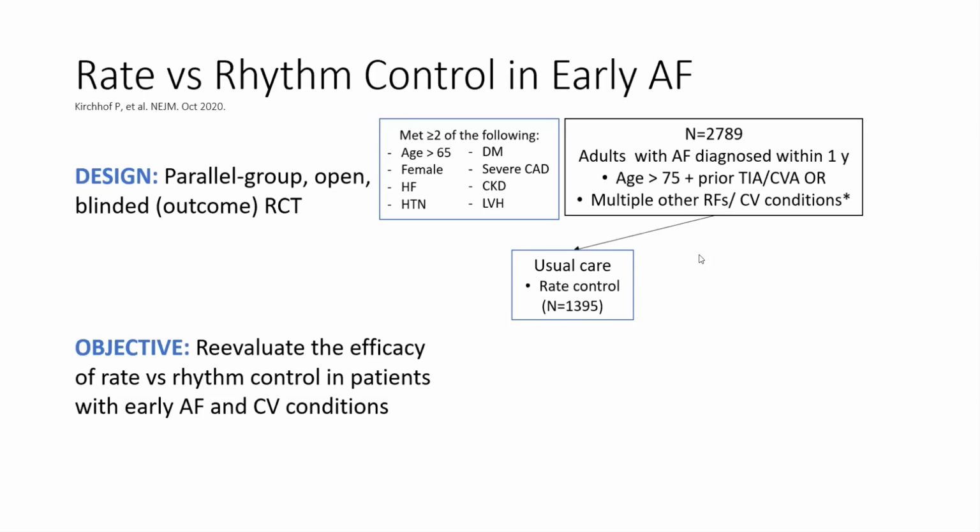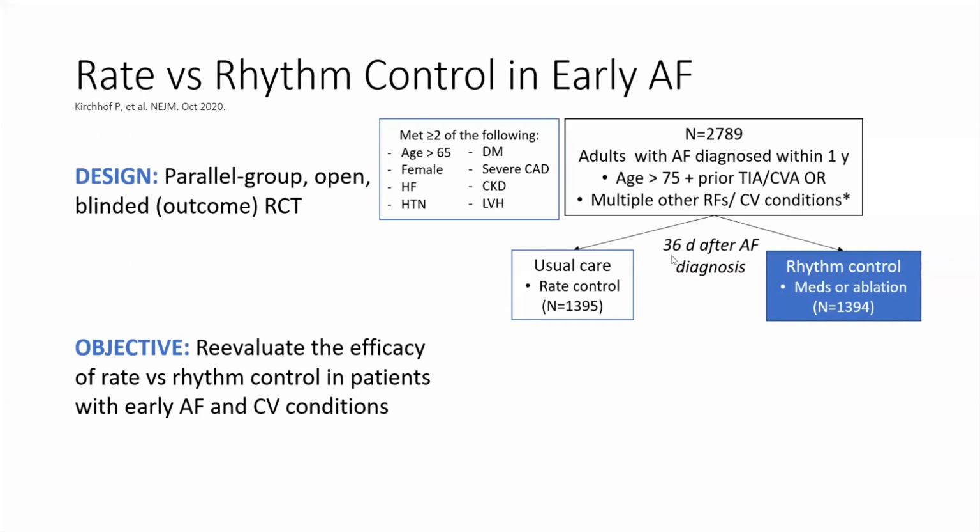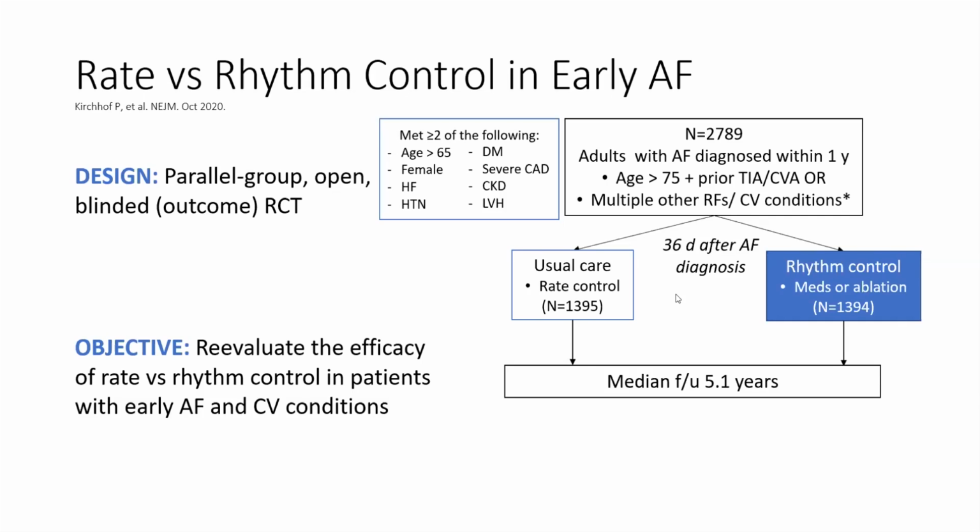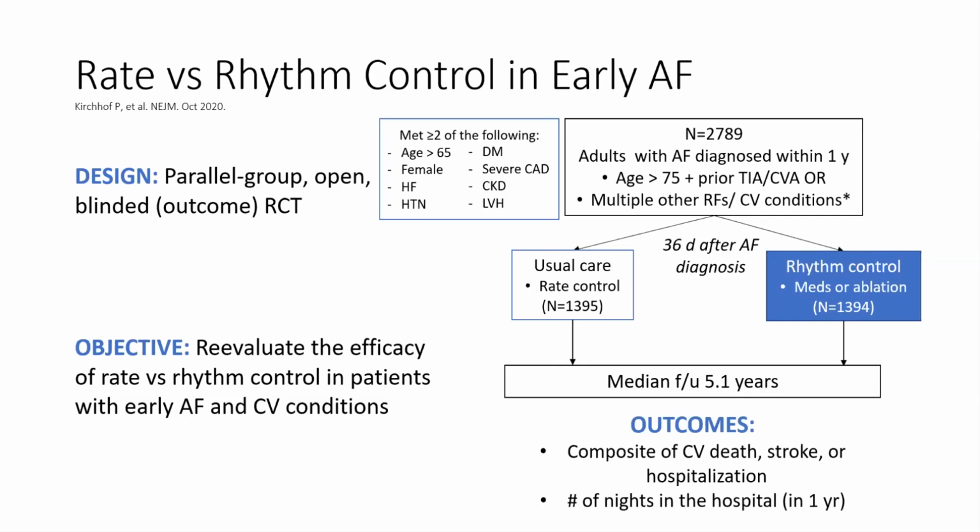These patients were randomized to either usual care or rate control, or rhythm control, in which they were given either antiarrhythmics or ablation. On average, patients were randomized 36 days after their AFib diagnosis. They were followed through a median of 5 years. The primary outcome was a composite of cardiovascular death, stroke, or hospitalization, and the secondary outcome was the number of nights spent in the hospital.